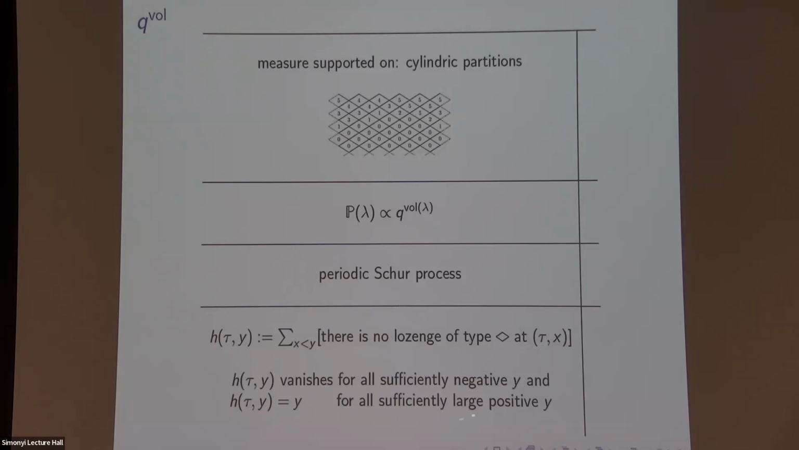And let me remind you that we deal with the height function. We're interested in the fluctuations of the height function. It has the following boundary conditions. In the case of cylindric partitions, it vanishes if we go far away down, and if we go far away up, then it just coincides with the y coordinate.